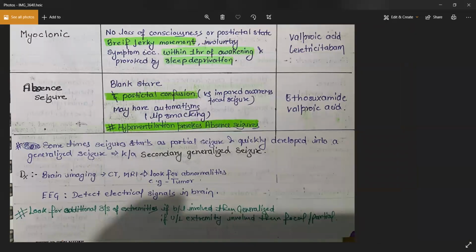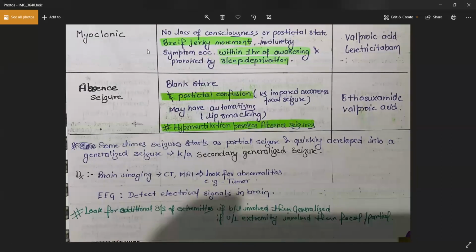You have the myoclonic, in which you have brief jerky movements, like sudden jerks in the hand, and that happens just before you go to sleep or just after you wake up. With sleep deprivation, you will get more jerky movements. Absence seizures: you will have a blank stare, and please note, in absence seizure you do not have any post-ictal confusion, and that is the main thing that will help you determine.